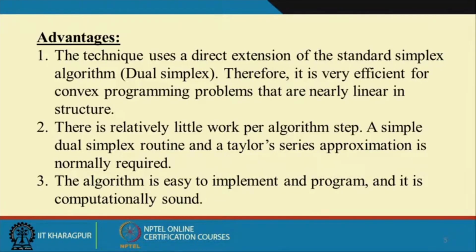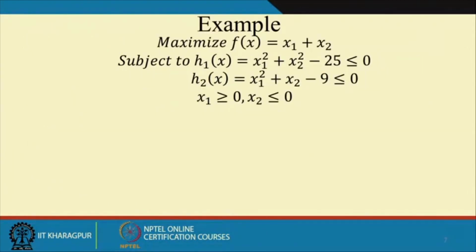For this, let us consider one problem. Maximization of x1 plus x2 subject to x1 squared plus x2 squared minus 25 less than or equal to 0. From here we can see that the maximum value for x1 is 5. From the next constraint, the maximum value for x1 is 3. That is why in general the maximum value for x1 is 5, and the minimum is 0. Now, for x2 the maximum is 5 here, but here the maximum is 9. That is why the maximum of x2 would be 9.